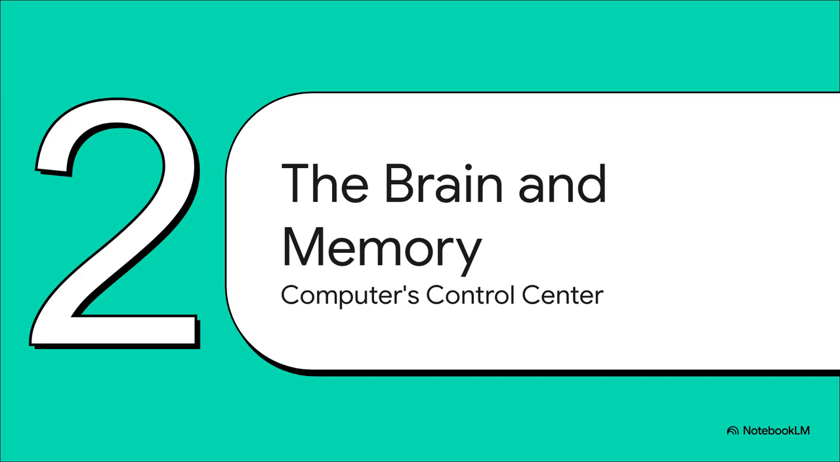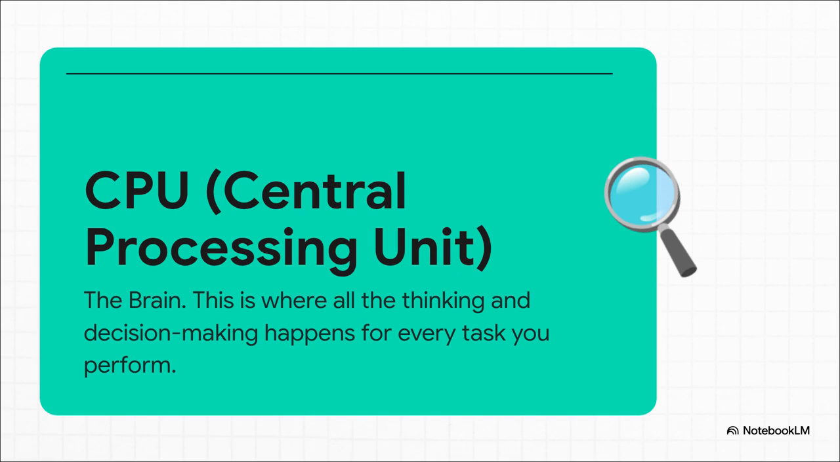So what's the computer's version of a brain? That would be the CPU, or the central processing unit. This is the brain. Every single time you click your mouse, type a letter, or open a program, the CPU is the part that's processing those commands at lightning speed. It's the tireless little genius doing all the heavy mental lifting.